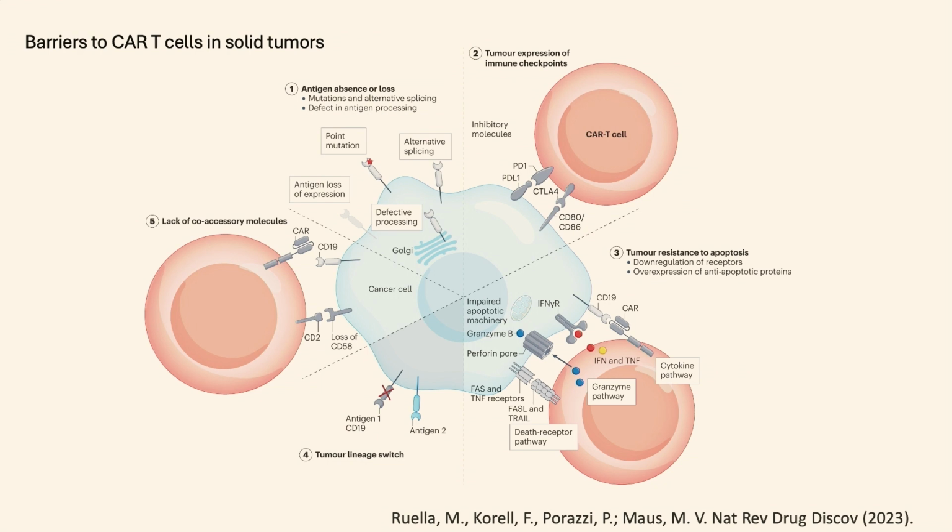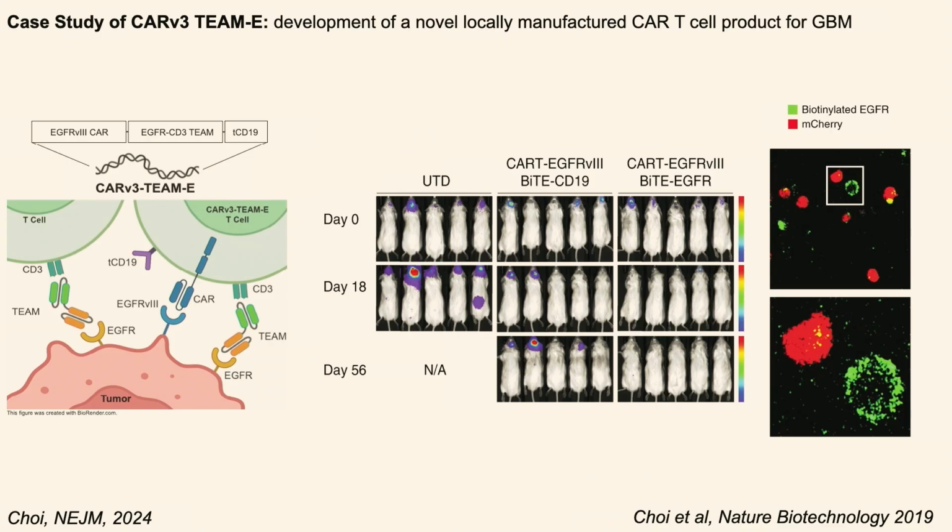And to this extent, I wanted to share our experience of how we thought of overcoming such challenge. Before arriving to this product, CARv3-TEAM-E, our team tested CAR T cells targeting the EGFR variant 3 in glioblastoma, and the patients in the phase 1 clinical trial had recurrence of the glioblastoma that were negative for the EGFR variant 3.